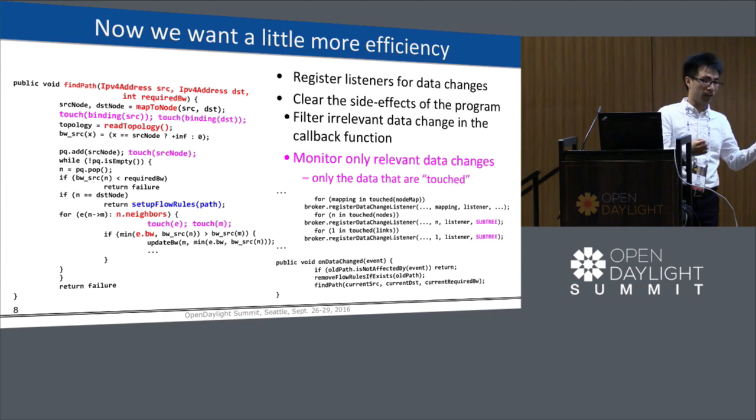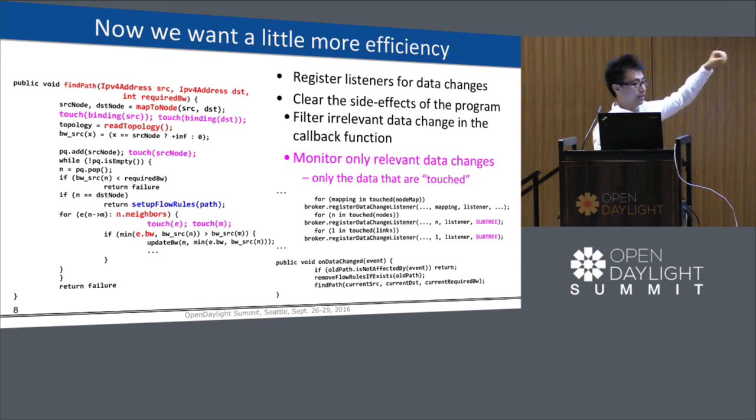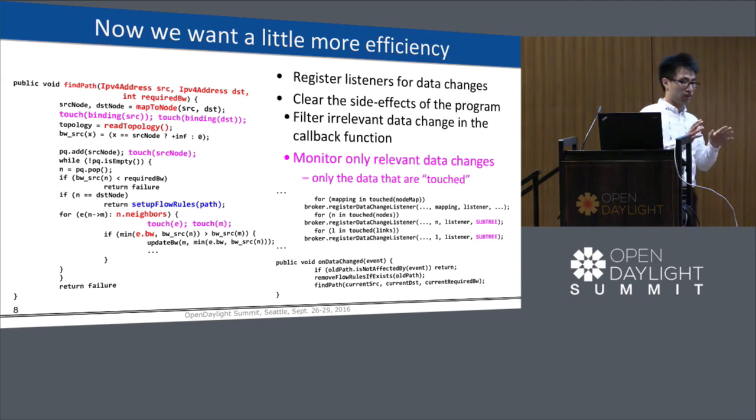For example, if you have this execution trace and you have these if conditions, jump conditions, only the data that have affected these conditions, and also are related to the values that can affect the output of this program, matter. So we only need to monitor these.